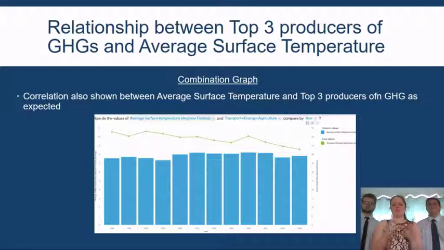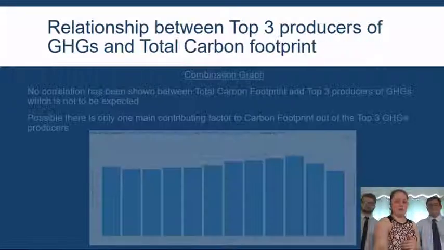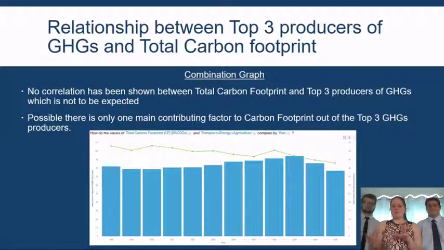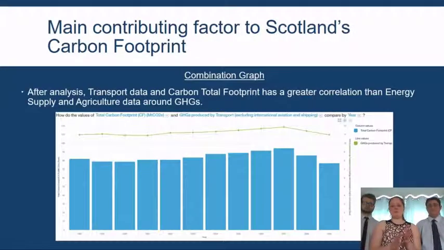Then we decided to move on and look at the total carbon footprint. Again we used the combination graph, but this was not to be expected. We actually found no correlation between the total carbon footprint and the top three producers of greenhouse gases. We thought this was possibly because there's one main contributing factor. So we decided to do a couple of graphs looking at the top three individually versus the carbon footprint. The main contributor we found was the transport data. As you can see on the slide, you can clearly see a correlation between the total carbon footprint and the transport data.